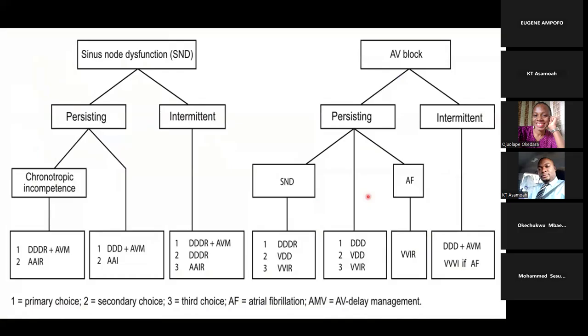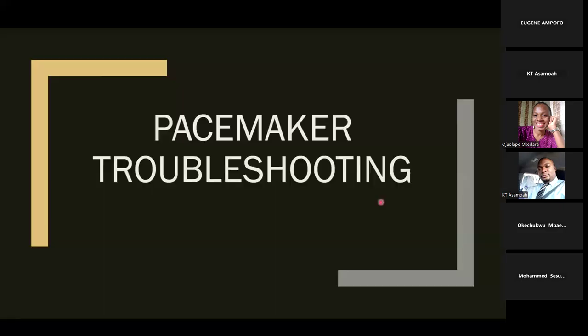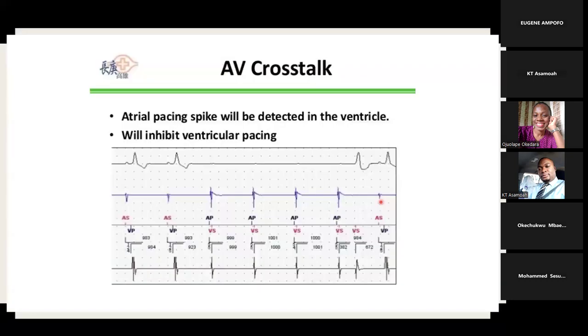This table is just a suggestion of the preferred pacing modes. Generally, you would want to do dual chamber pacing if you don't have atrial fibrillation. You see here that atrial fibrillation is just DVIR. But in all the others, you would want to do dual pacing because it's physiological and would result in much better outcomes. Finally, we'll talk a bit about troubleshooting.